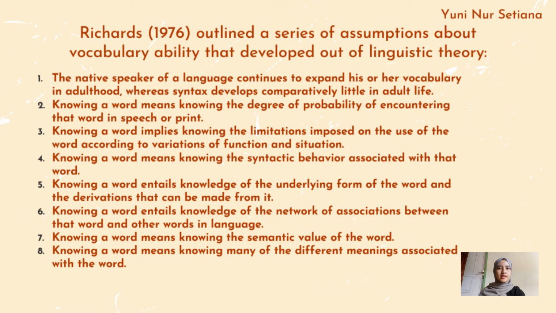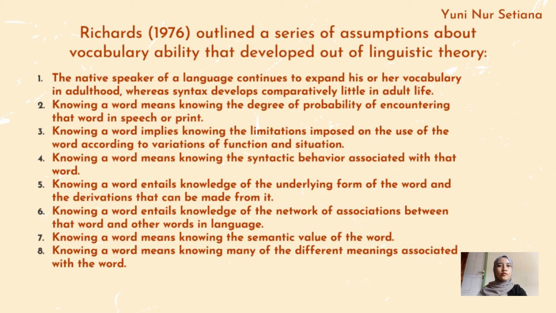Richards, in 1976, outlined a series of assumptions about vocabulary ability that developed out of linguistic theory. Number 1 is the native speaker of a language continues to expand his or her vocabulary in adulthood, whereas syntax develops comparatively little in adult life. Number 2 is knowing a word means knowing the degree of probability of encountering that word in speech or print. For many words, we also know the sort of word most likely to be found associated with the word.